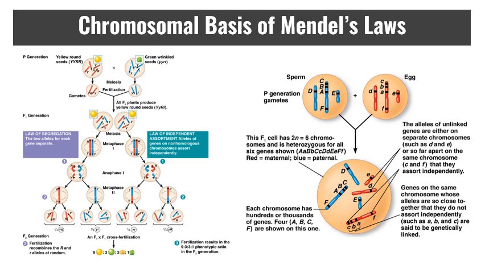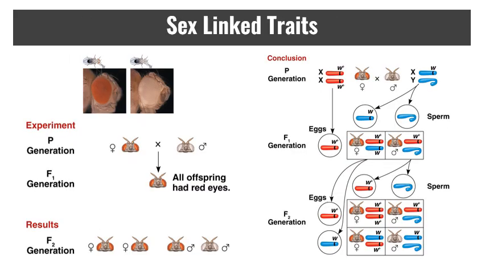The behavior of homologous chromosomes accounts for segregation, and the behavior of non-homologous chromosomes can account for independent assortment. Definitively linked to chromosomes, however, were sex-linked traits. This comes from the work of Thomas Hunt Morgan and his research assistants.